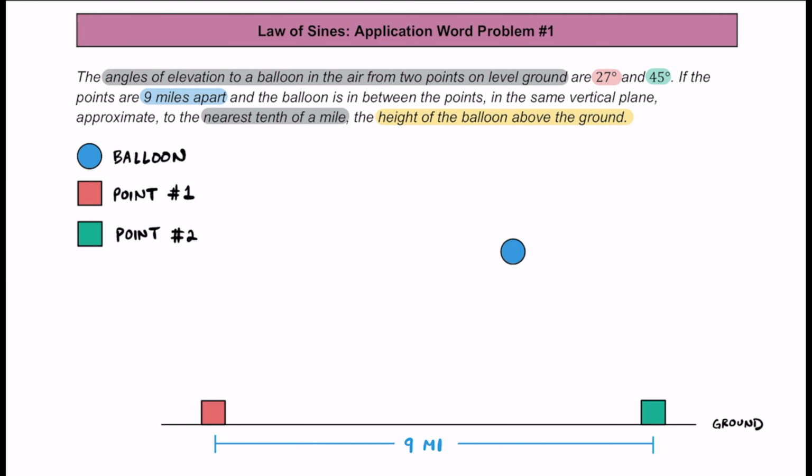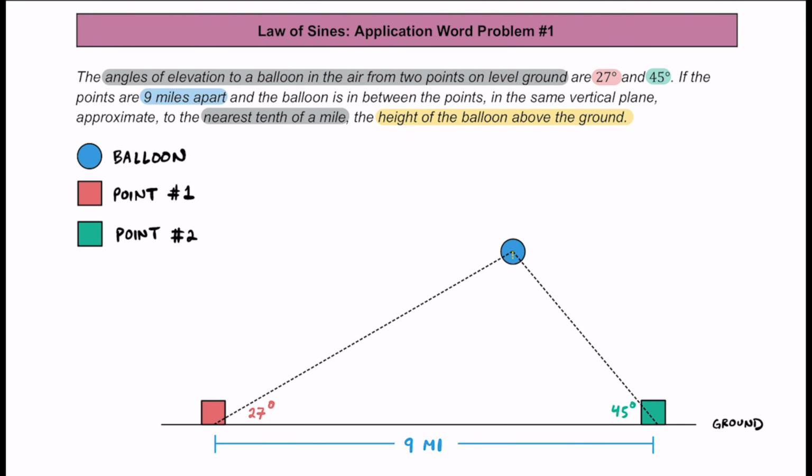Our angle of elevation from point 1 is going to be 27 degrees. So I'm going to go ahead and label that 27 degrees just like this. And we know our other angle of elevation is going to be 45 degrees. So hopefully this picture makes sense to you, and we can go ahead and use this to find out the height of this balloon above the ground.